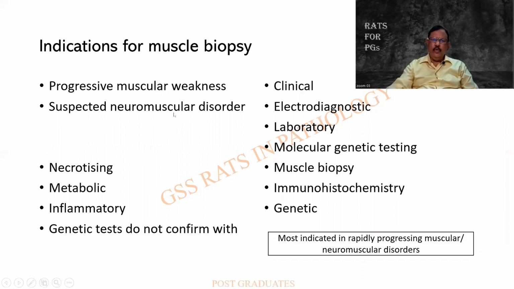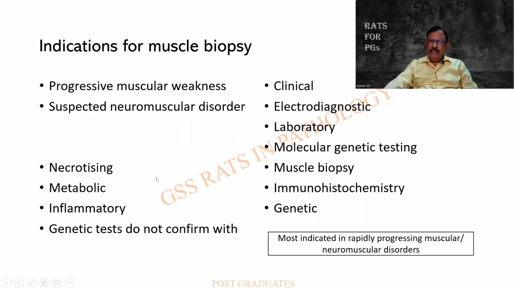Or when you suspect a neuromuscular disorder, again, this will be essential to make a definite diagnosis so as to give the supportive treatment, if not further development also. And also to confirm whether it is a necrotizing lesion, metabolic disorder, inflammatory, or a genetic disorder. In order to confirm this, you will have to have a biopsy done. So 1, it should be progressive, 2, it should be neuromuscular, 3, it should be necrotizing, 4, metabolic, inflammatory, or if there is any genetic abnormality.